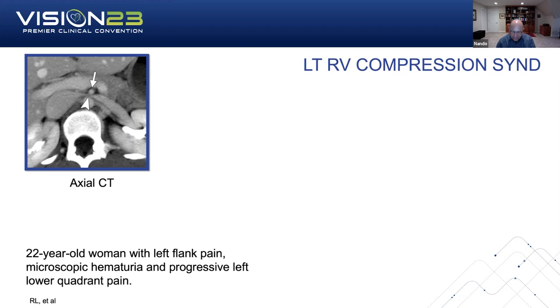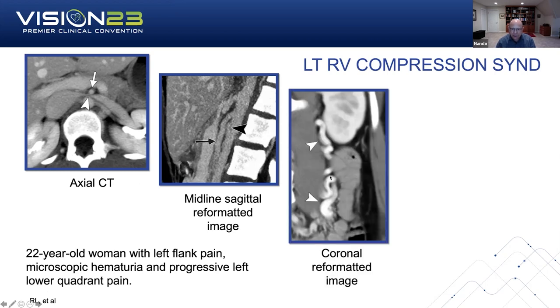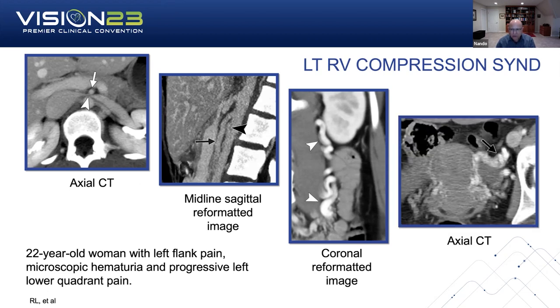The axial CT image shows compression of the left renal vein, the white arrowhead, by the SMA and the aorta. The sagittal image shows the left renal vein, the black arrowhead, in the narrow space between the SMA and the aorta. The sagittal image shows a varicosity around the ureter, and the axial CT of the pelvis shows the pelvic varicosities.